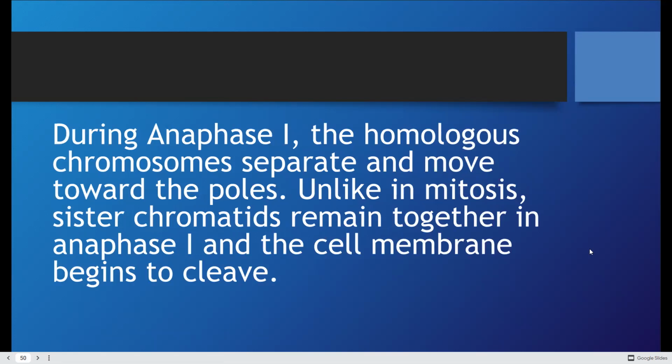During anaphase 1, the third phase in meiosis 1, the homologous chromosomes separate and move towards the poles. It is now starting to move towards the poles. Unlike mitosis, sister chromatids remain together in anaphase 1. They are not actually being separated in anaphase 1, and the cell membrane begins to cleave.